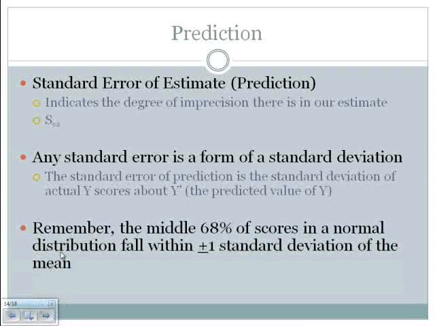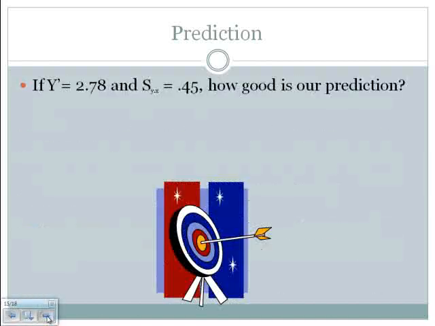On the next slide we're actually going to talk a little bit about how you interpret sy dot x, and what I want you to remember is if we were to go 1 standard deviation above the mean and 1 standard deviation below the mean, so plus or minus 1 standard deviation, we would encompass about 68% of the scores, assuming we're working with a normal distribution. So we're going to use that 68% in our interpretation.